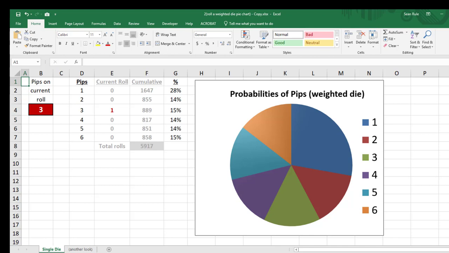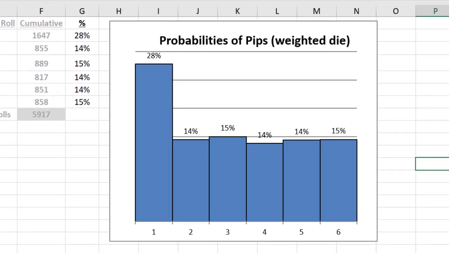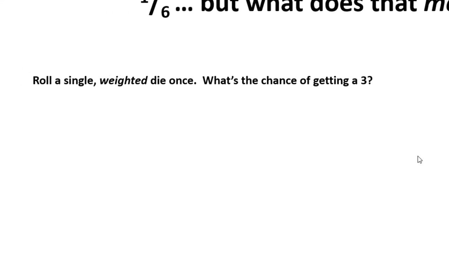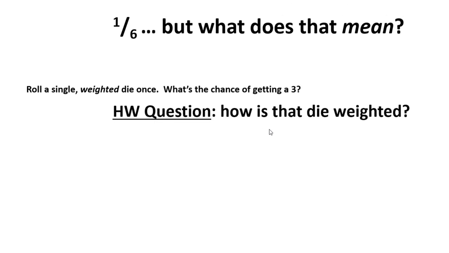Let's take another look at this thing on the other side of the, oh, there we go, right there. That was a fun little reshuffle. So hopefully you're seeing roughly what's going on with this weighted die. And one of the things I want to ask you in your homework is this. How is that die weighted? Not how did I manufacture the die, but when I say weighted, what do you think it means?